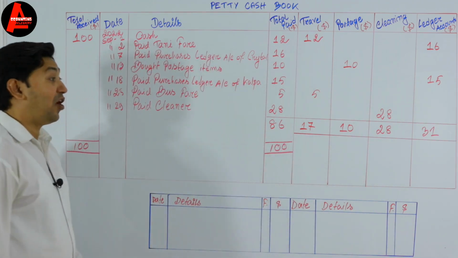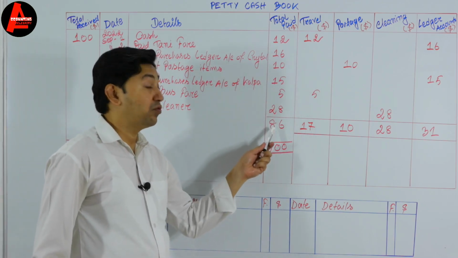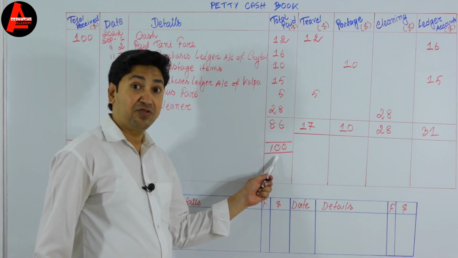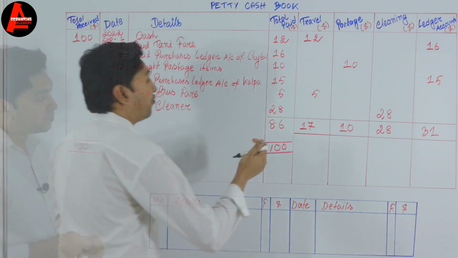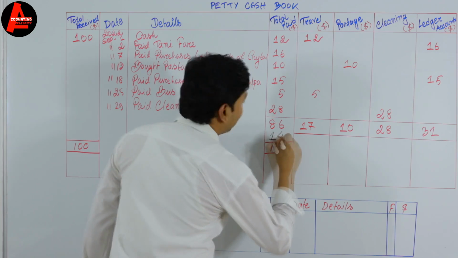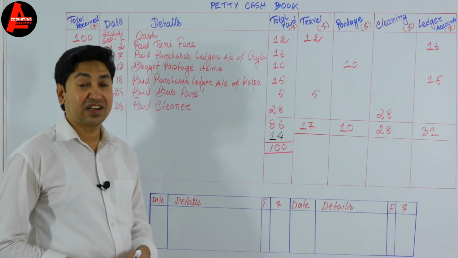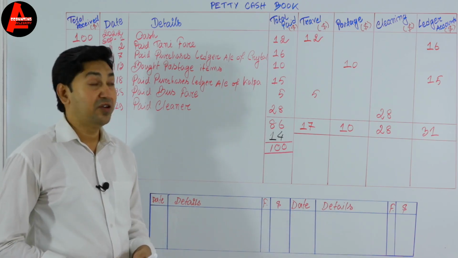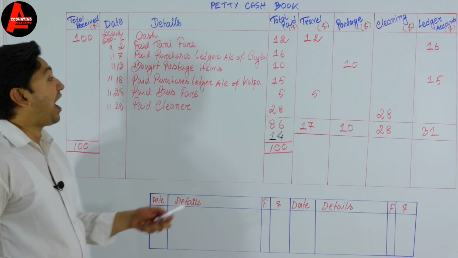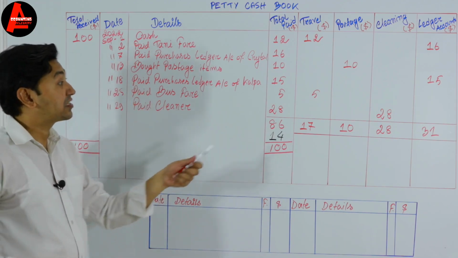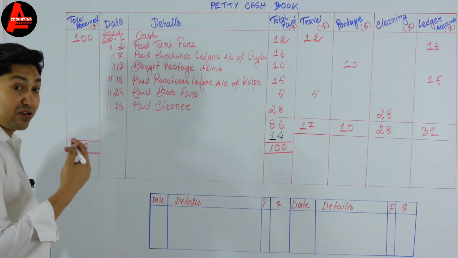Now what to do? Now we need to subtract $86, the total paid, total expenses, from $100. So if we subtract, what do we get? $14, right? So what is this $14? This is the closing balance for the month of September 2022. So he had $100 in the beginning, but he spent $86 and the rest amount is $14. This is the closing balance.